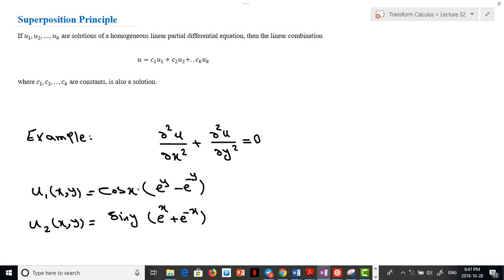u1 and u2 are both solutions of this partial differential equation. Based on the superposition principle, we can say that u of x and y, which is a combination of u1 and u2, so c1 u1 plus c2 u2, is a solution of the given partial differential equation as well.